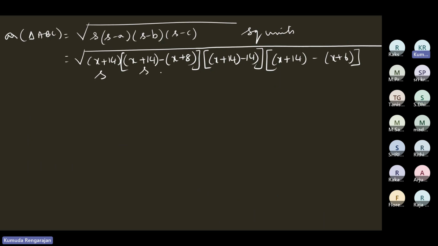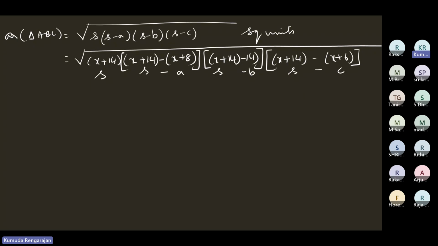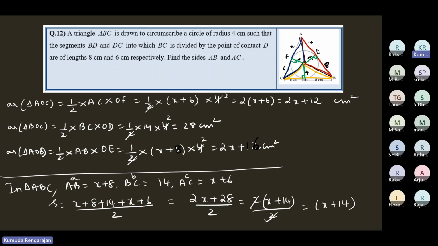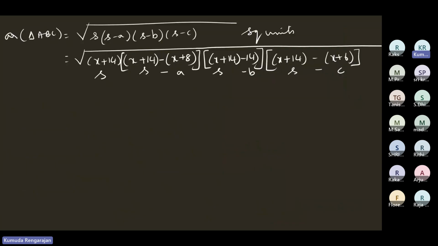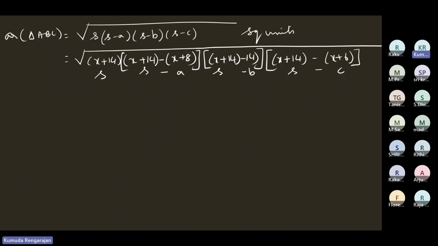This is S, children. S minus A, S minus B, S minus C. S we found here, x plus 14. Then into S minus A, S you can see x plus 14 minus A, one side. Anything can be ABC, any order you can take. So I have taken A as x plus 8. So you can see S minus A. Then B is 14. And C is x plus 6. Am I right, children? Shall I proceed?